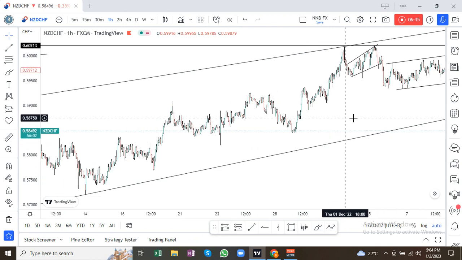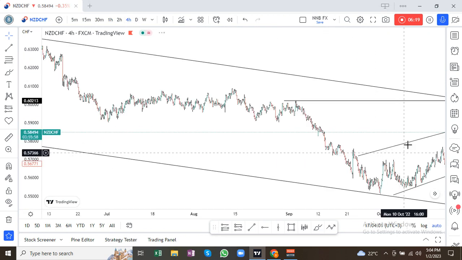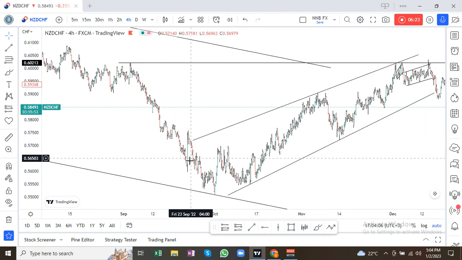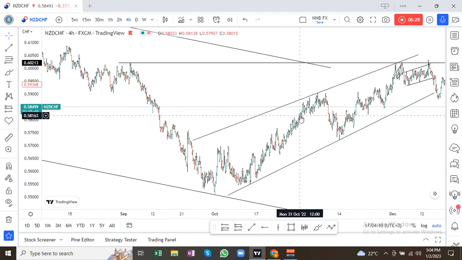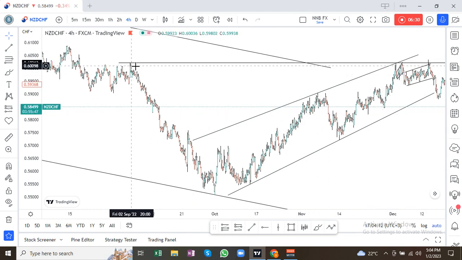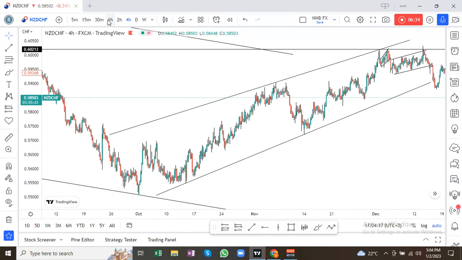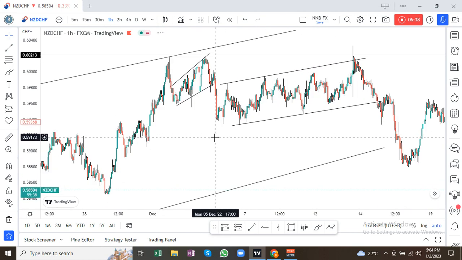On this pair now, I'll show you why we move our stop loss to break even, why we normally move our stop losses to break even. On this pair, you can see the market was rising in the form of a rising channel, and it was heading to a double top area. So we were expecting the market to move down.